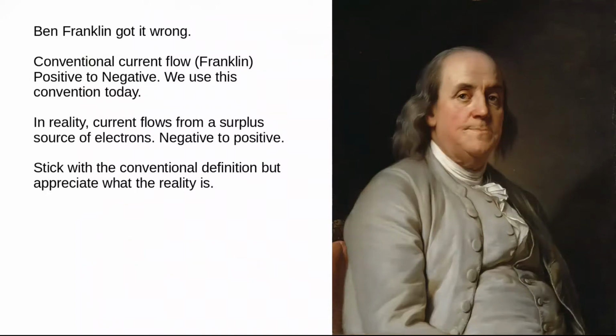Conventionally, current is thought to flow from positive to negative. This was established by Ben Franklin with his experiments in electricity. However, Ben Franklin got it wrong. Unfortunately, we kind of use this concept to the date today. In reality, current flows from a surplus of electrons to an area that is in need of electrons. It flows, in actuality, from negative to positive. But conventionally, we use the flow of current from positive to negative, thanks to Ben Franklin.